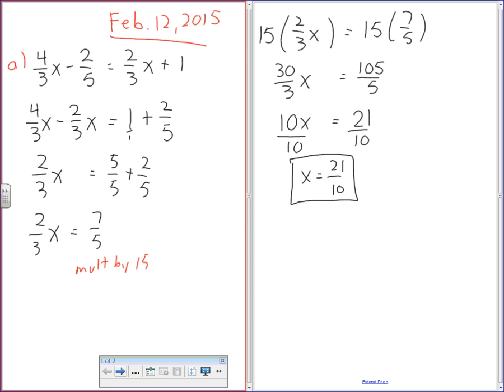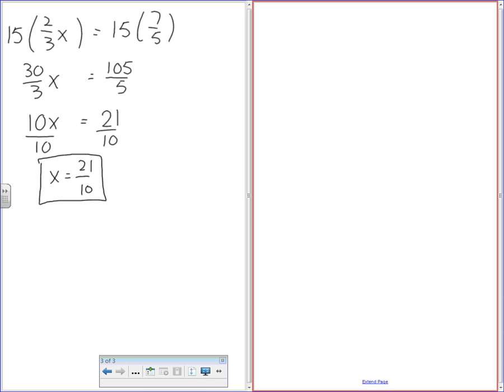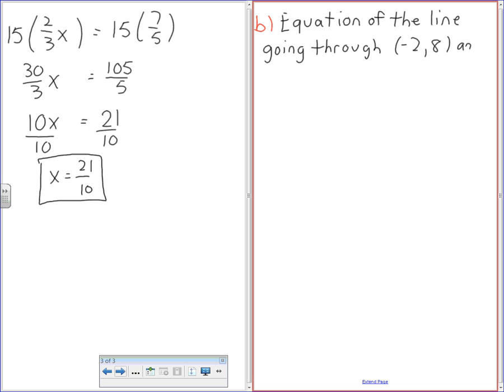All right, example B is, I want to find the equation of the line going through -2, 8 and 1, 1.